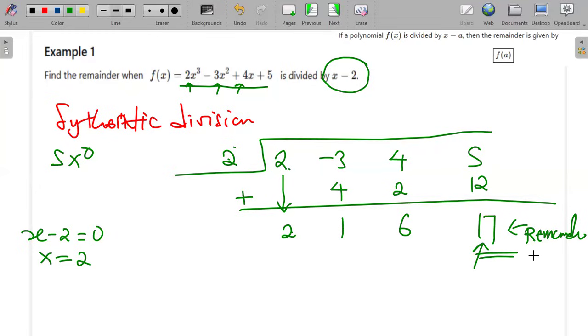You see that long division, synthetic division, and the remainder theorem are all giving us the same remainder. So it's up to you to choose. Unless a question specifies to use synthetic division or long division to find the remainder, that's when you can use these methods. But if it just says find the remainder, then you have to use the remainder theorem because it's the easiest and the fastest. Any questions there, guys? Any questions that you have?